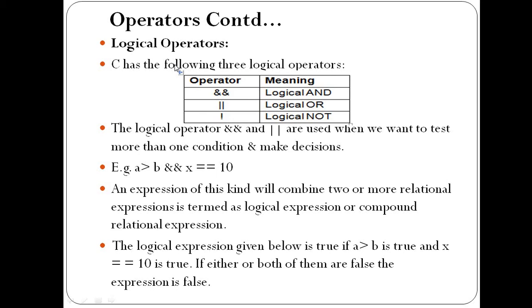So C basically has 3 logical operators. Logical AND, the symbol is double ampersand. Logical OR, this is a double pipe, and logical NOT, this is a single exclamation mark. So the logical operators AND and OR are used when we want to test more than one condition and make a decision, right? So some situations arise in our program.